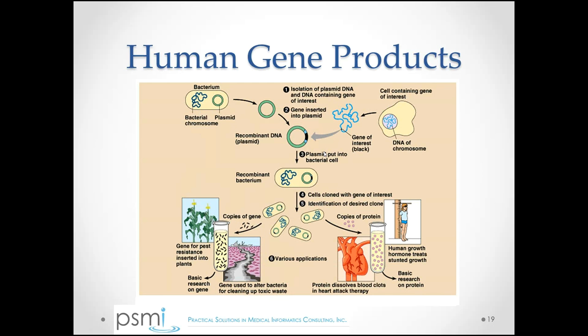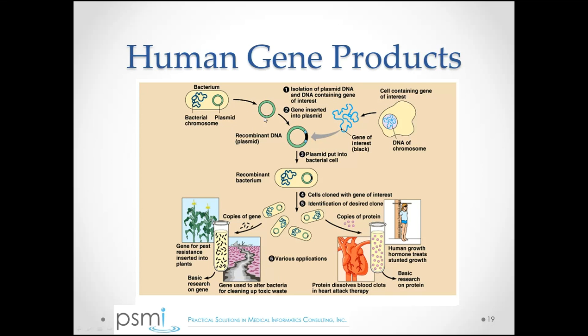So if we wanted to develop some human gene products, what we can do is we can take a bacteria and we can remove its plasmid. And a plasmid is kind of like a chromosome, but it's a little circle of DNA. You can kind of think of it also as being analogous to our mitochondrial DNA.